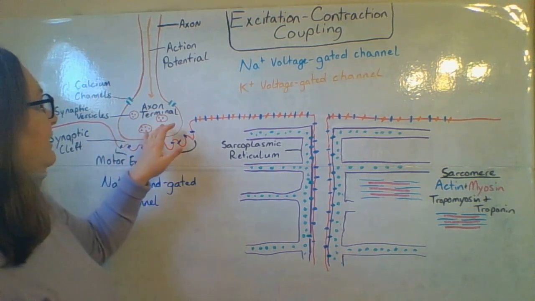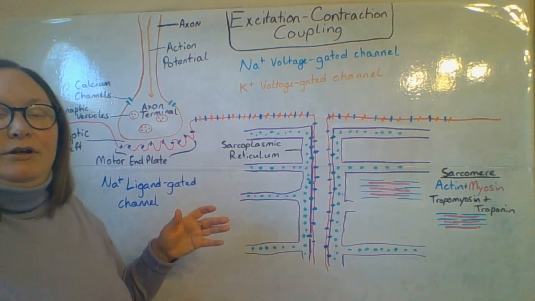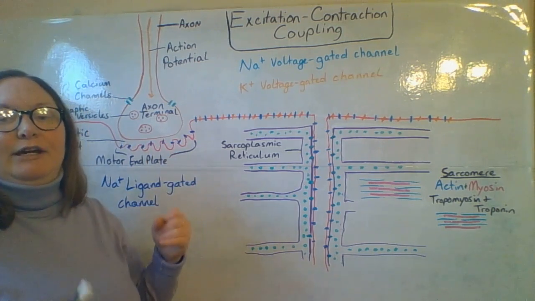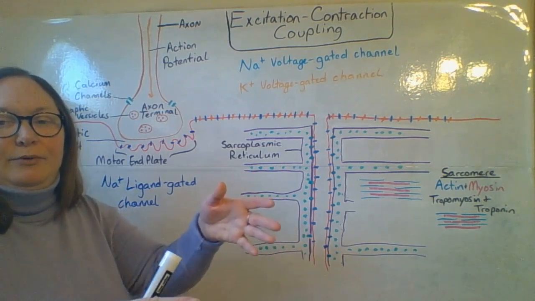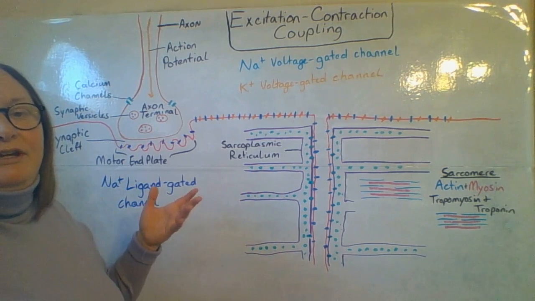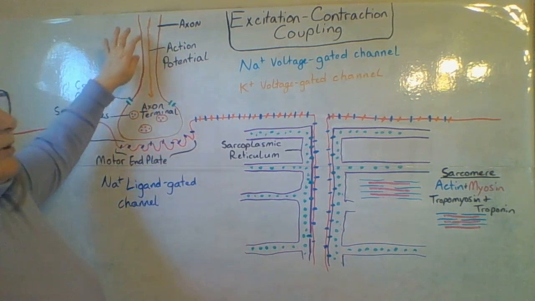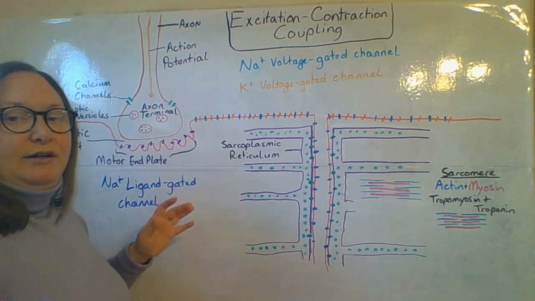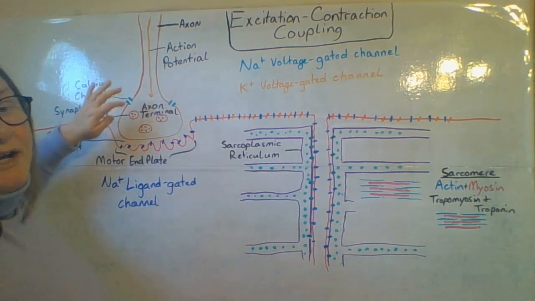And it gets to the end of the axon, which is the axon terminal. If you think of an airport terminal, that's the end of the hallway. So an axon terminal is the end of the axon. And this is where the action potential is headed.